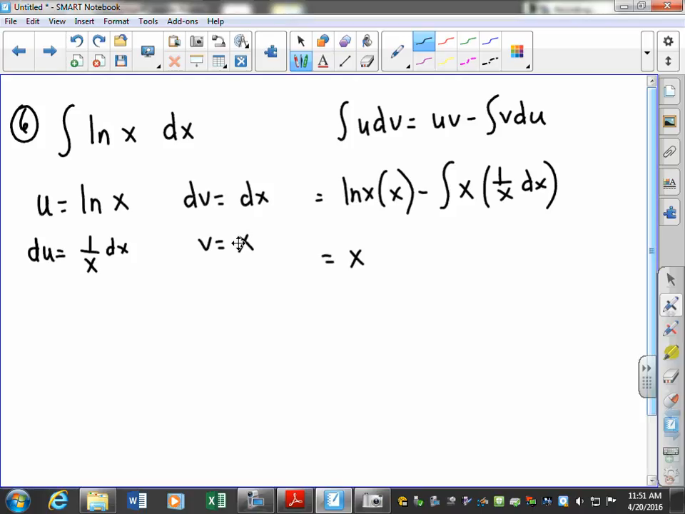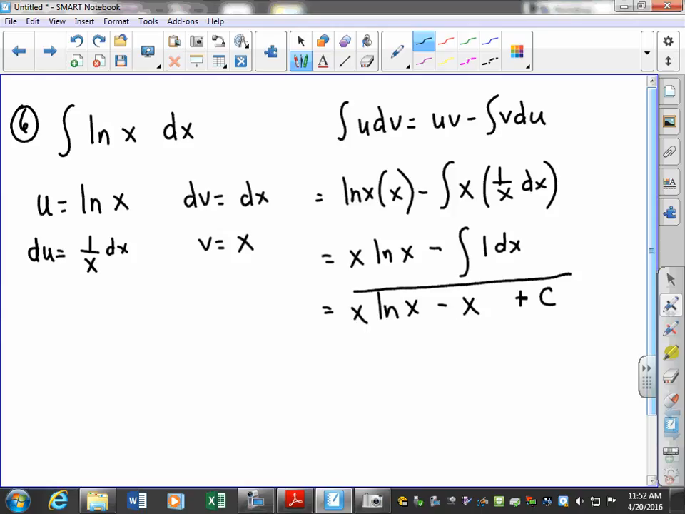Just going to simplify this, x natural log of x. What happens here algebraically? We just get 1 dx, so let's simplify that and now evaluate it. So what do we get for this term? Minus x, and then we just have plus a constant. Now, we could factor out an x there, but it's not necessary. But be familiar with factoring stuff out for equivalent answers.